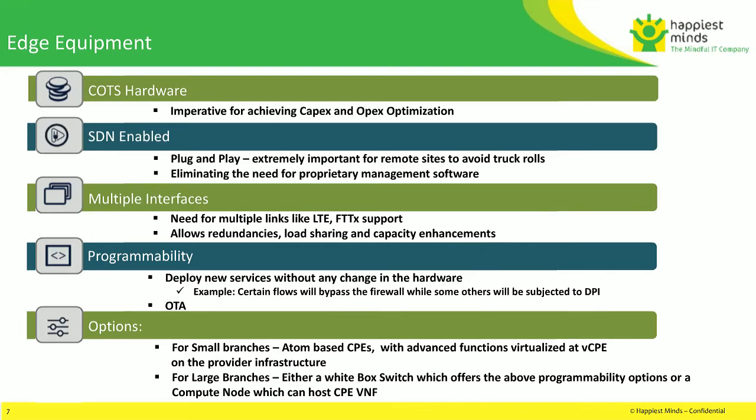So when you look at all the features, there are quite a few options, and what we have found is that, for small branches, Intel Atom-based CPEs with DPDK, for example, can give you all of these features that we talked about. And for larger branches, we can possibly choose either a white box switch or a compute node on which a CPE can be deployed as a VNF.